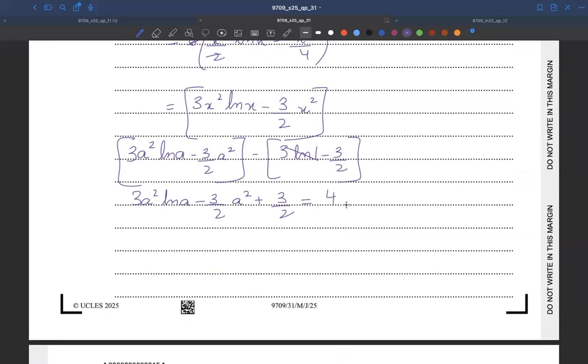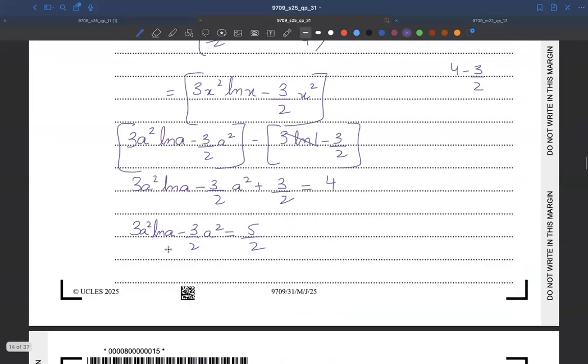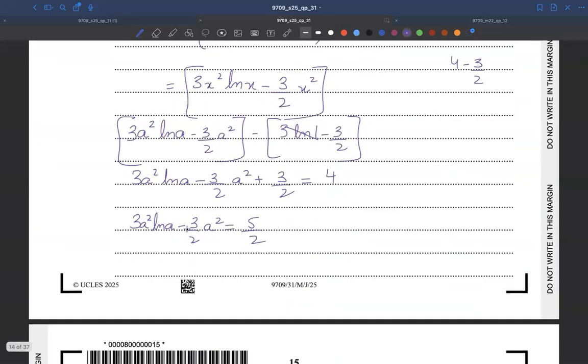We'll first take 3 upon 2 on the other side and we'll get 3a squared ln of a minus 3 upon 2a squared is equal to 4 minus 3 upon 2. So 4 minus 3 upon 2, that will become 5 upon 2. And let's check if we have 5 upon 2. So yeah, we have 5 over here. And then taking 3 upon 2a squared on the other side, we get 3a squared ln of a is equal to 5 upon 2 plus 3 upon 2a squared.